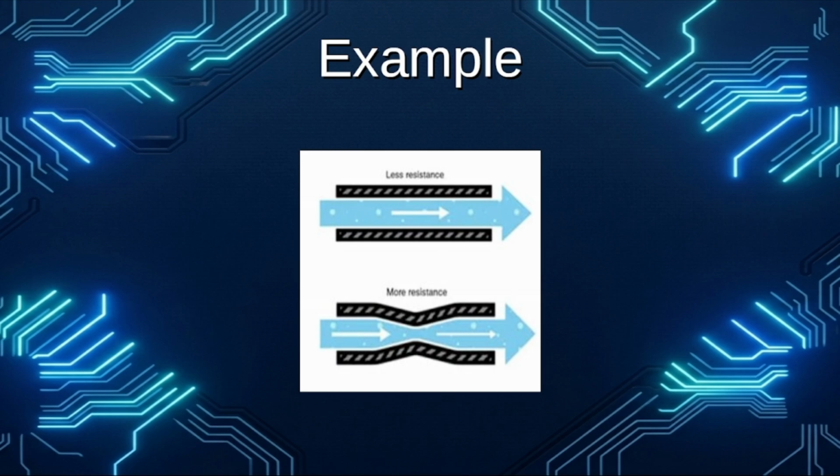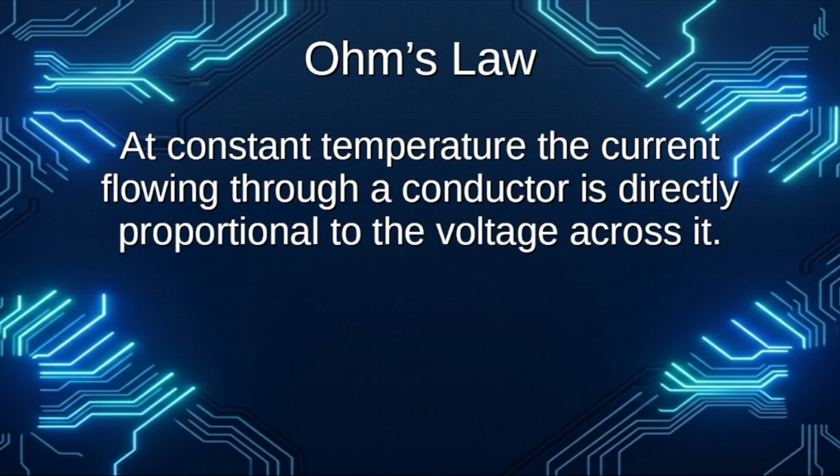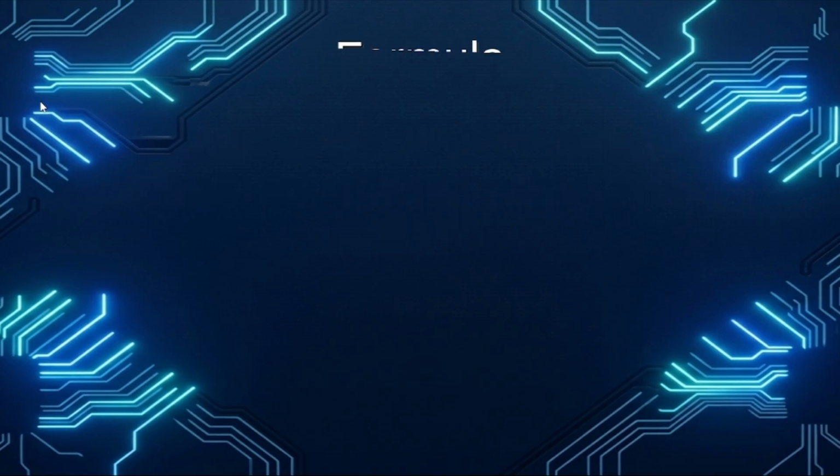Now let's move on to one of the most important laws of electrical engineering, Ohm's law. Ohm's law states that at constant temperature the current flowing through a conductor is directly proportional to the voltage applied across it. In simple terms, current is directly proportional to voltage, and current is inversely proportional to the resistance. This means if voltage increases, current increases. If resistance increases, current decreases.